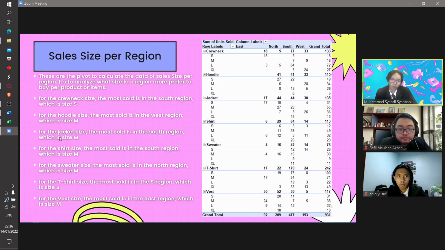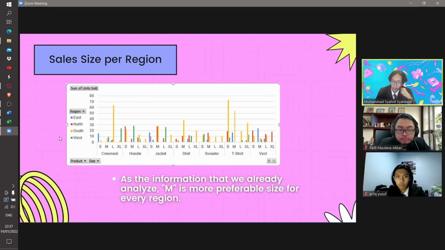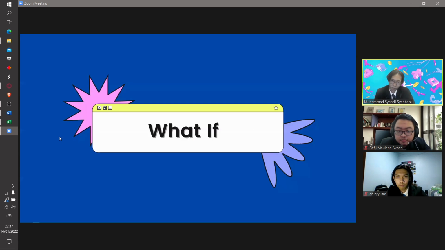Sales size per region. This is the table used to calculate the sales size data per region. It's to analyze which size each region prefers to buy per product or item. As the information that we already analyzed, M is the more favorable size for every region.